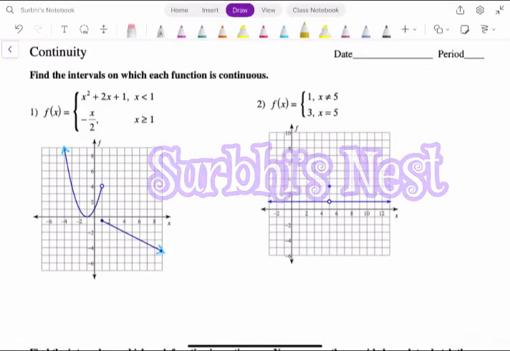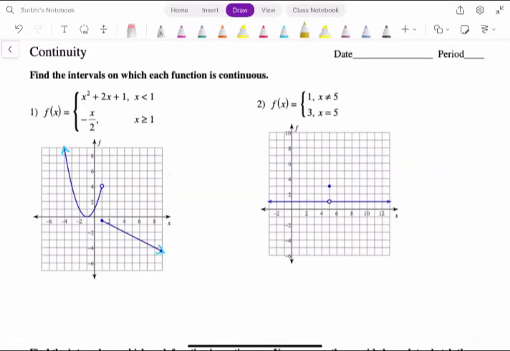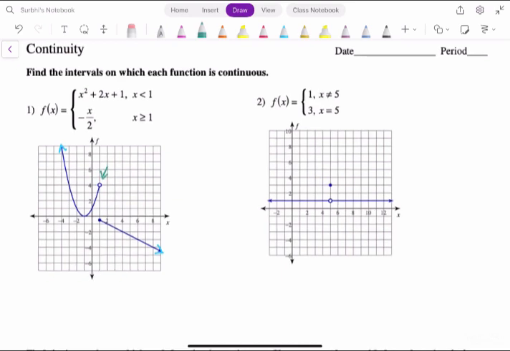Welcome back. Today we will be talking about the concept of continuity, and this is a Kuta software worksheet. As you can see in the first problem, it is a piecewise function. We have two different domains, x is less than 1 and x is greater than or equal to 1. If you look at the graph, we have the open circle at 1, so it is negative infinity to 1, and then we have a closed circle at 1 as well, so 1 to infinity.